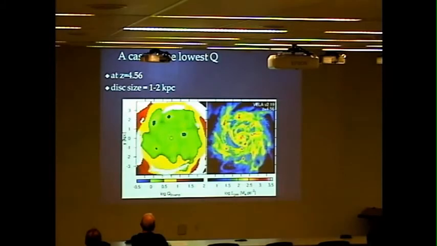Okay, next one. This is the case of the lowest Q in any galaxy I have ever looked into. This galaxy is at very high redshift, 4.56, and the disk size is very small, 1 or 2 kpc. And the Q map is here. The Q map looks green. Green color corresponds to nonlinear or dissipative instability, but generally the Q value is higher than 1, supposed to be stable. But we can find clumps here, here, here, here.